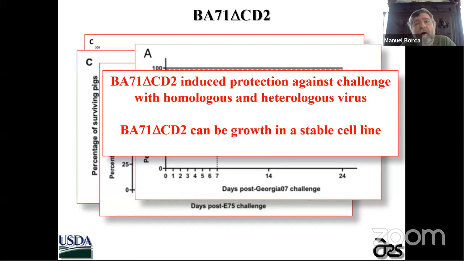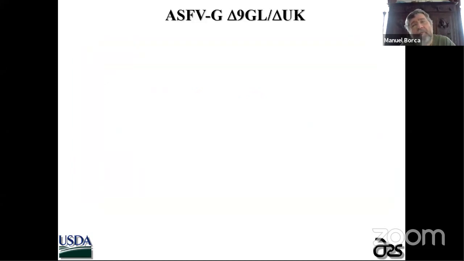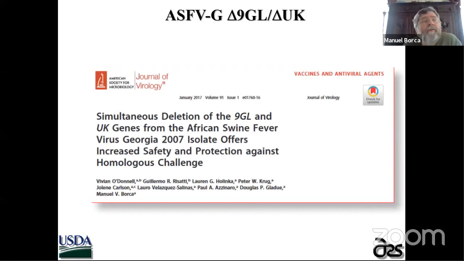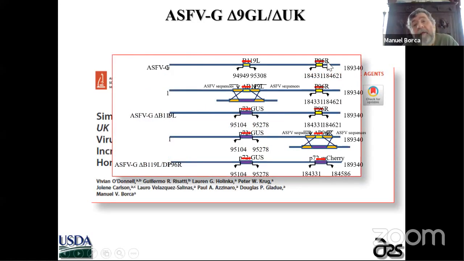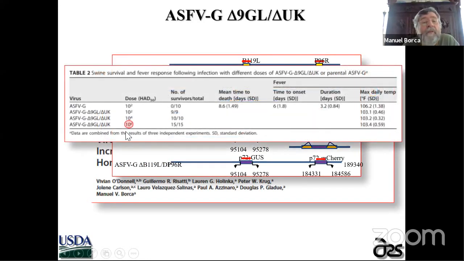which will enormously facilitate the transition of this virus to the industry. I would like to mention another virus that we produced when we had problems with the stability of the 9GL virus in Georgia. We produced a new virus that is the 9GL deletion together with the deletion of one gene, UK, which we knew was attenuating in some strains of virus. We showed that the deletion of UK in Georgia by itself does not attenuate the virus. But when we put together the deletion of 9GL and UK, we obtained a virus that was completely attenuated even at doses of 10 to the 6.